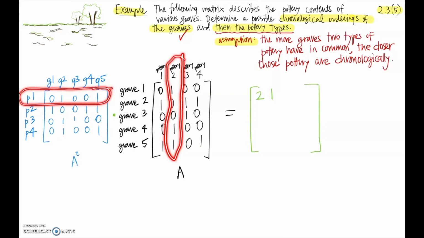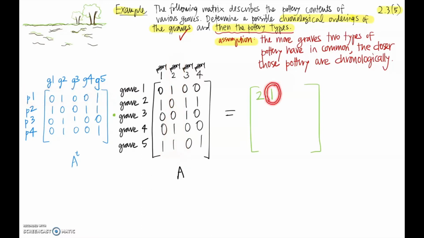So pottery type 1 shows up in grave 5, and pottery type 2 also shows up in that 5th grave. So the fact that they were there together means that chronologically they must have been somewhat close together, those two pottery types. They don't show up in common in any other graves, but they are together in this one grave. So we can assume here that pottery type 1 and 2 are close together somehow on the timeline. And that's what this 1 represents.